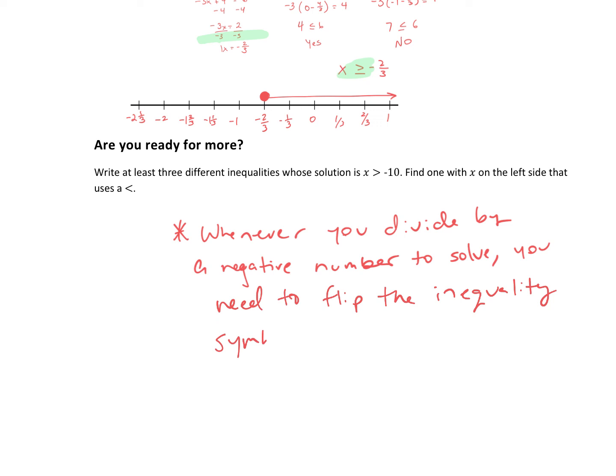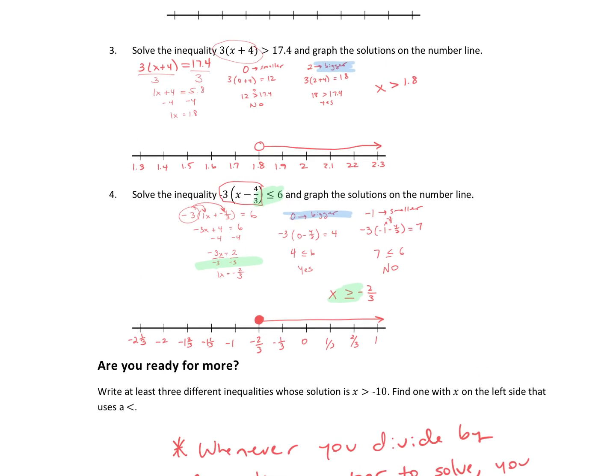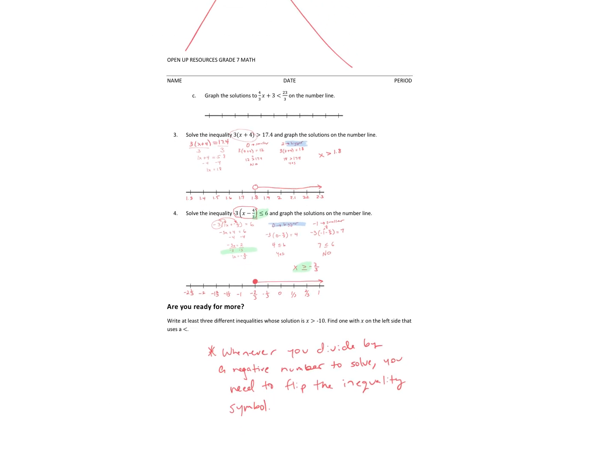Now, if you can't remember that strategy, then at least do solution tests every time you solve an inequality, like we were doing with these 3 previous problems. We chose a number bigger than the solution to the equation and smaller, and we saw which one ended up being the accurate statement. So that's it for today's lesson.